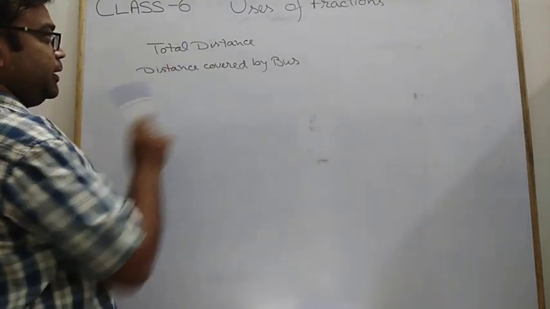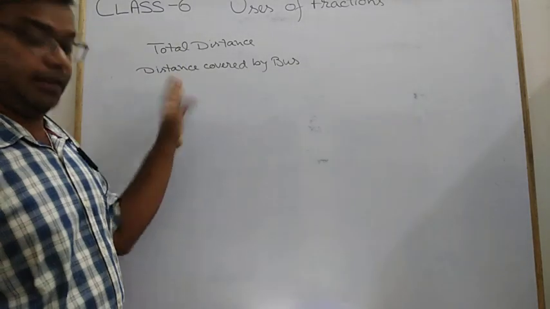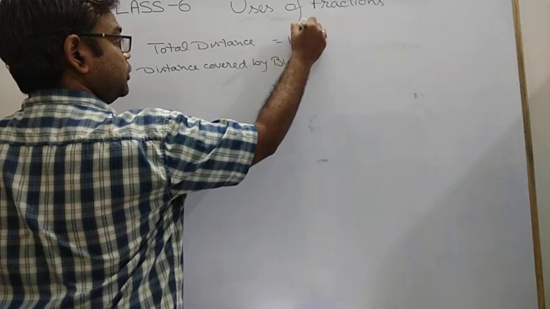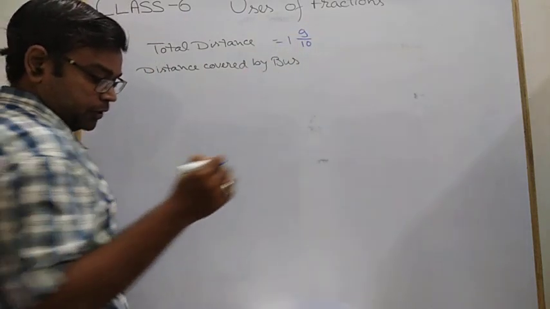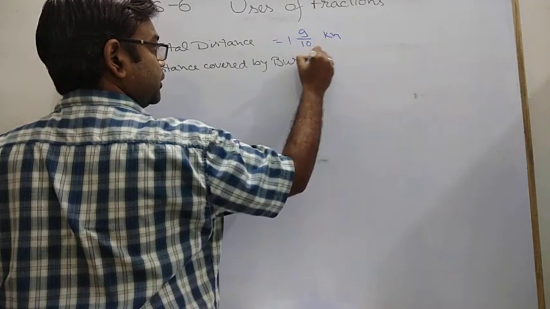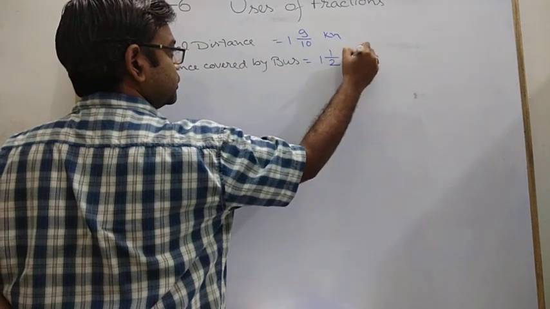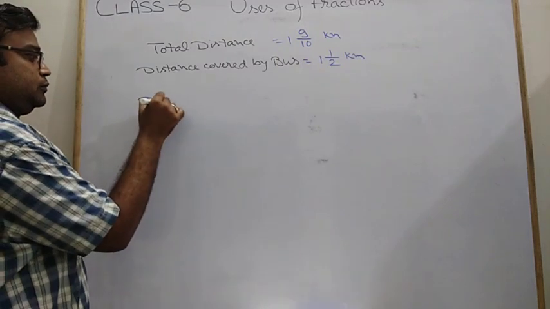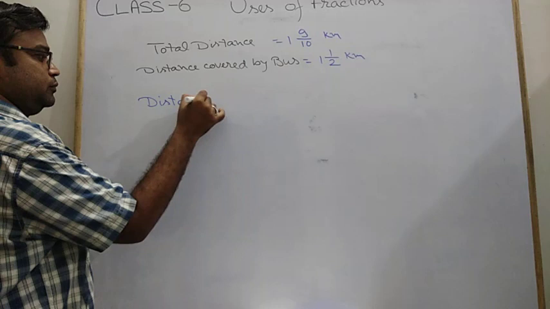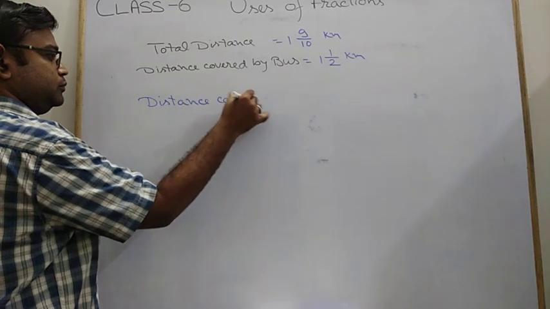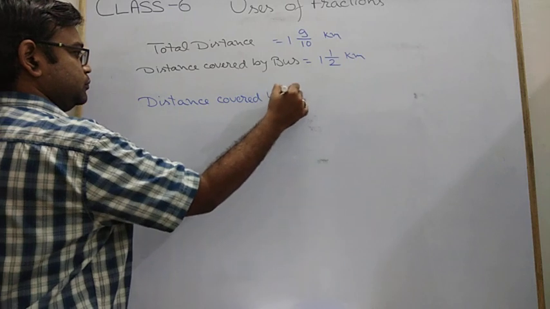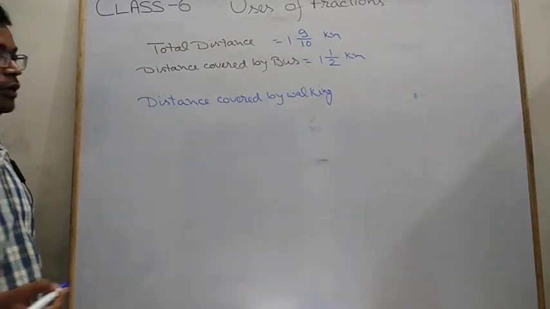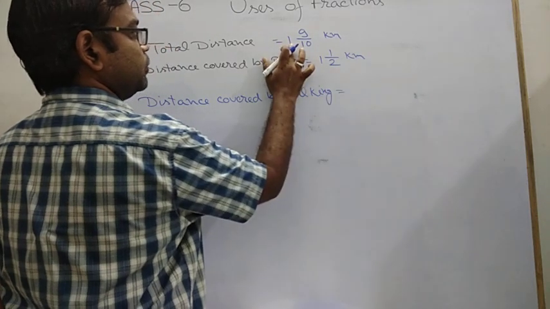Those things are given in this question, and the previous question is lacking. It's 1 whole 9 upon 2 kilometer, 1 whole 9 upon 10 kilometer, and 1 whole 1 upon 2 kilometer. So he walked... The distance covered by walking is what? We do the subtraction from the total to the given part.